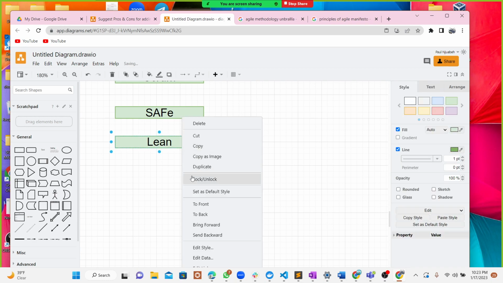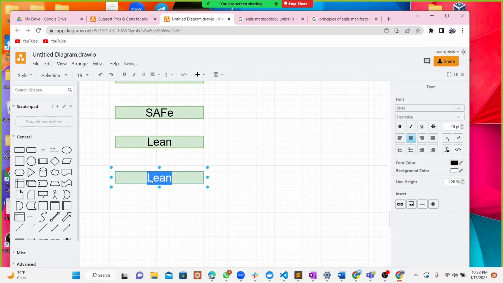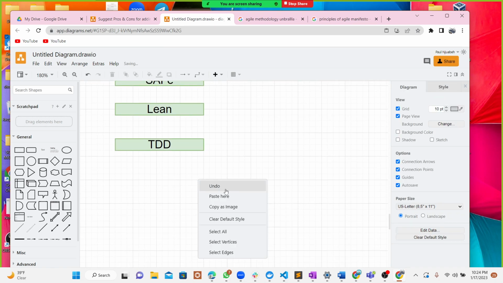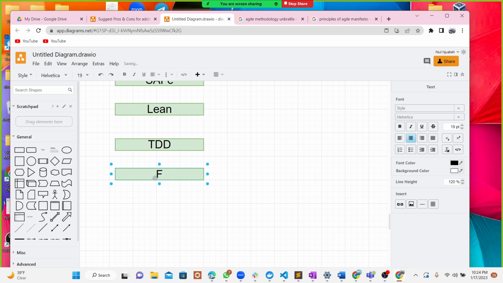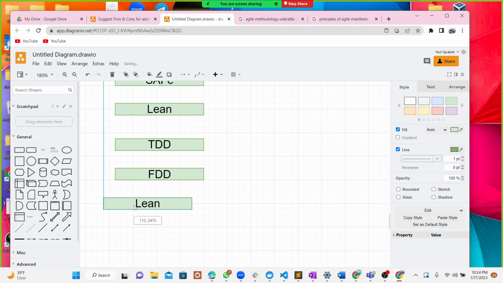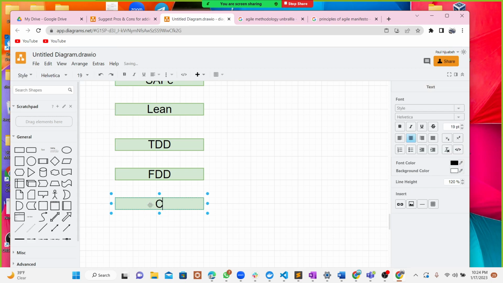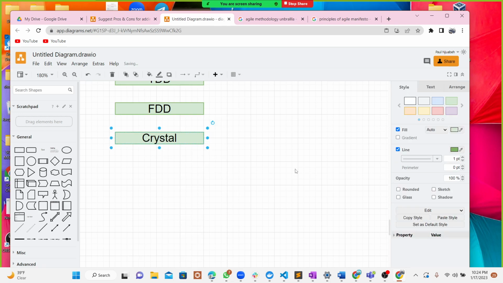And another one was TDD. TDD is test-driven development. Another one was FDD, which is feature-driven development. That's another Agile framework. Another one was Crystal. These are all interesting frameworks. Another one was Kanban. You need to know all these frameworks.